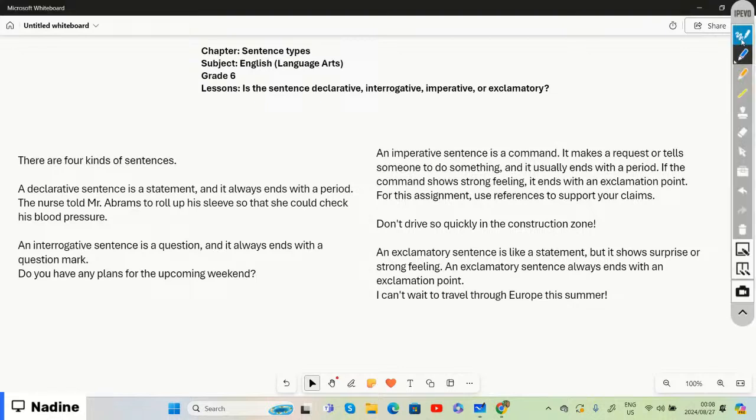All right, so when it comes to the first type of sentence, we have four kinds of sentences, and the first kind of sentence is a declarative sentence. A declarative sentence is a statement that you're making. We make a statement, and this statement always ends with a period.